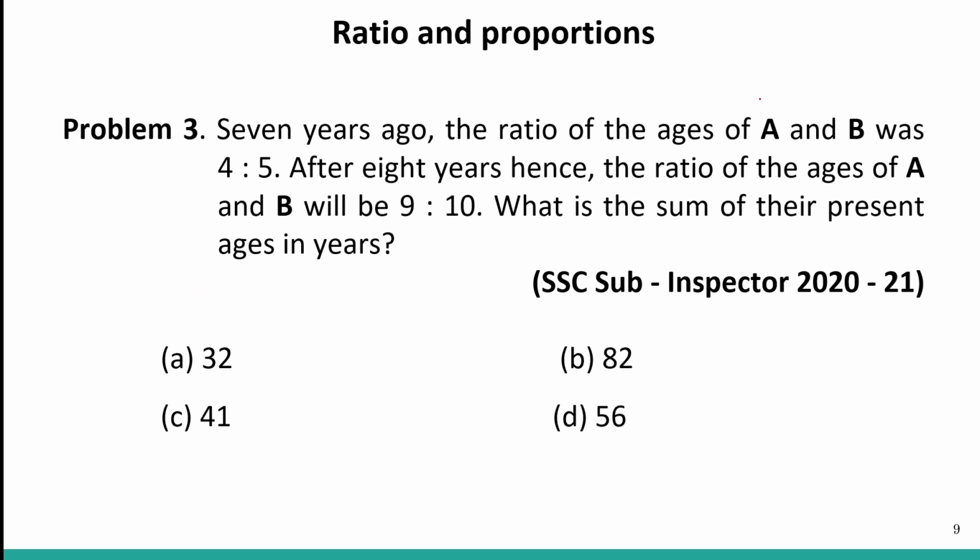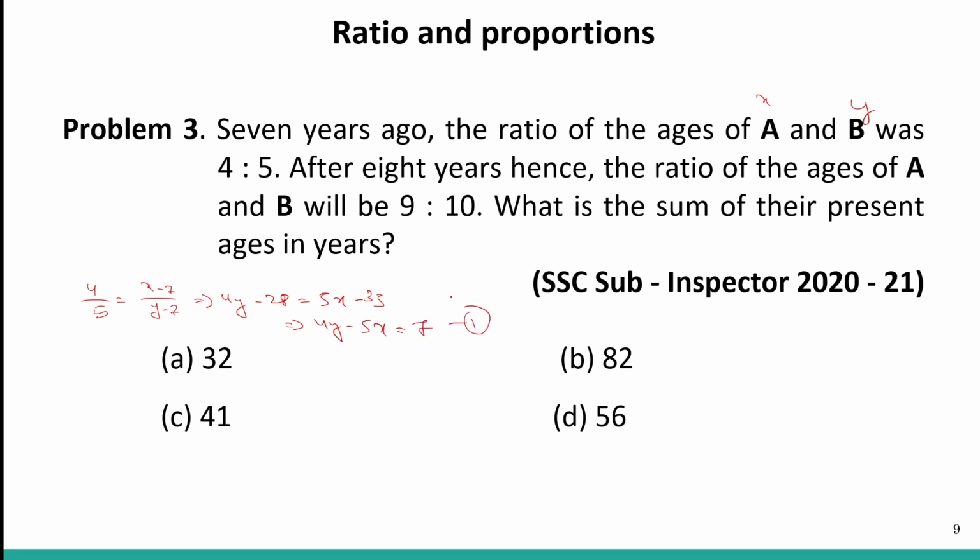So for A, let it be x, and for B, let it be y. So 7 years ago, what will be their ratio? Their ratio was 4/5, right? So from this assumption, what will it be? So (x minus 7) by (y minus 7). So we arrive at what? 4y minus 28 is equal to 5x minus 35. So this implies that 5x minus 4y is equal to, but this is 7, so 7.